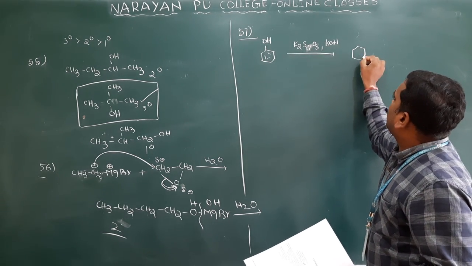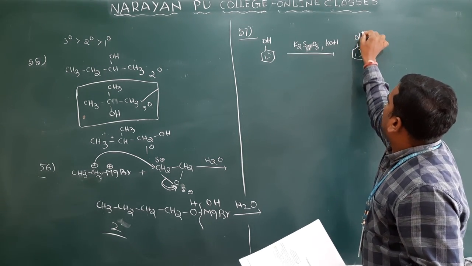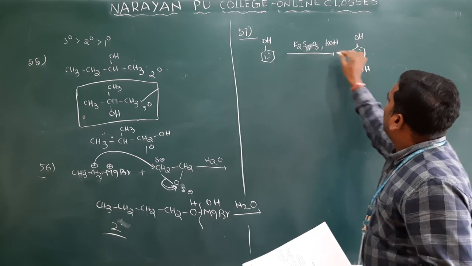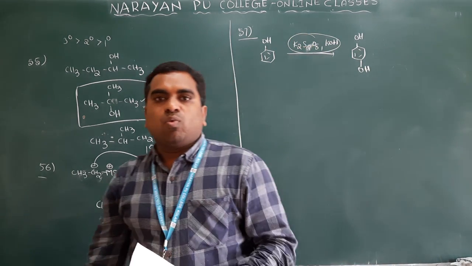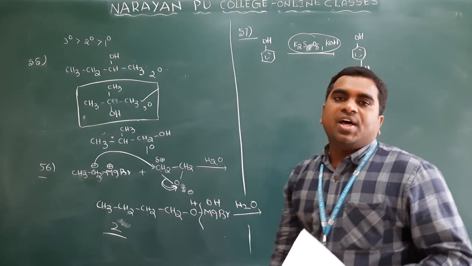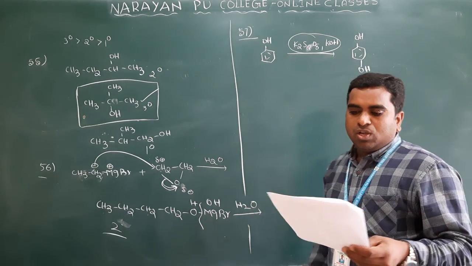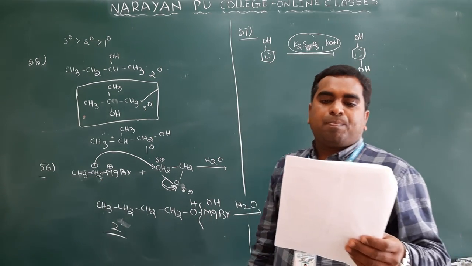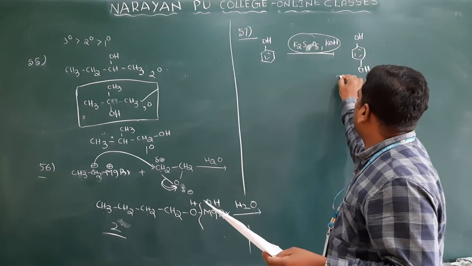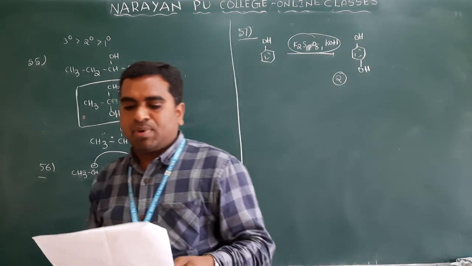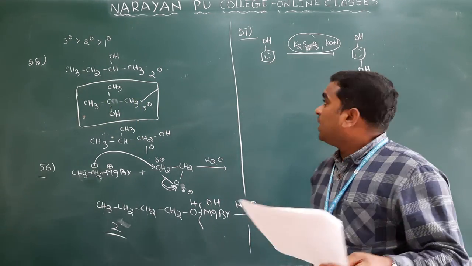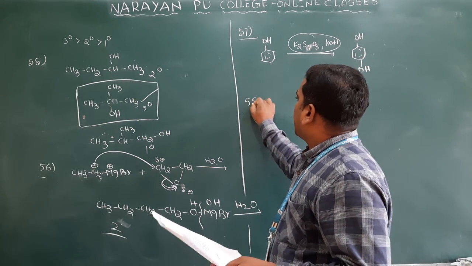It will be converted into this, OH and OH. This is one of the reagents used to introduce another OH group on the benzene ring. So what will you get here? You will get para-benzene diol. Option 2 is the benzenediol, para-benzenediol. Clear one? 57, option 2 is the correct one. Clear one? Next one. What is 58?